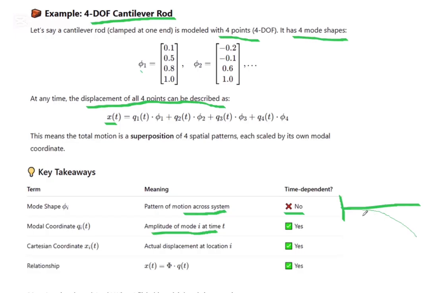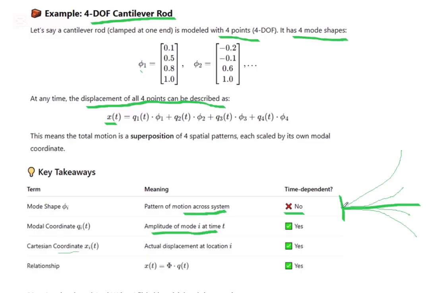At one point of time it will be more, and after that it will be less, after that it will be in the reverse direction, it will be coming more. So it will vibrate, and in the first second it may go here, at 0.2 second it may come down, at 0.3 second it will go up. So it varies with time. That's why the Cartesian coordinates vary with time.